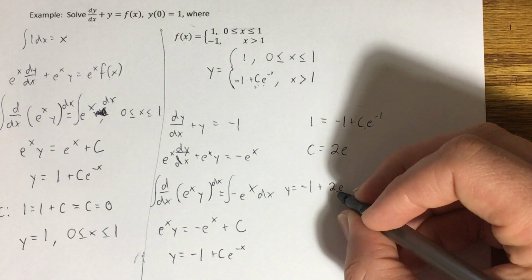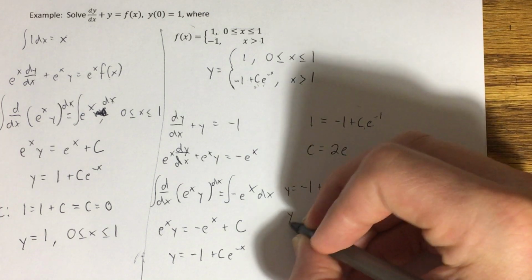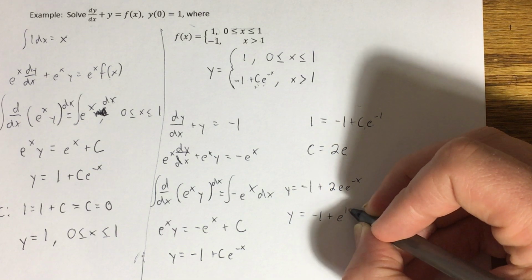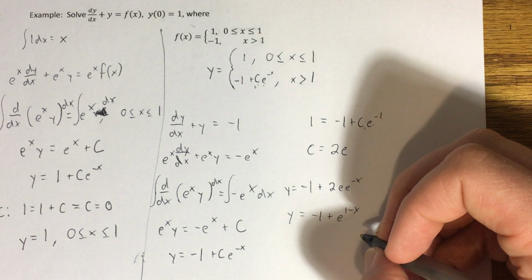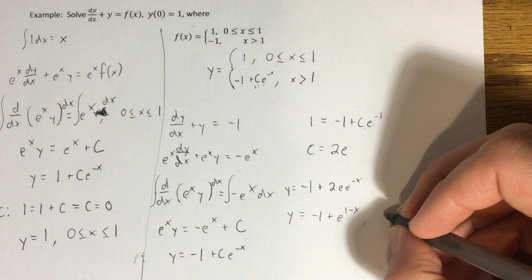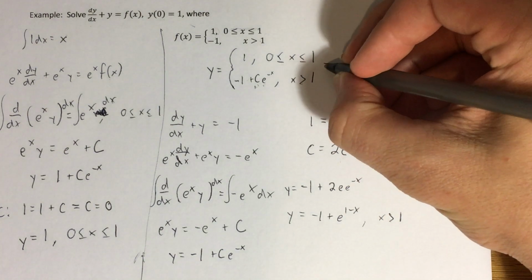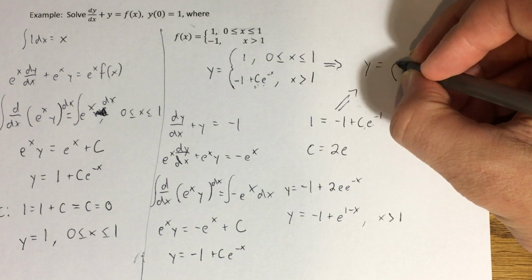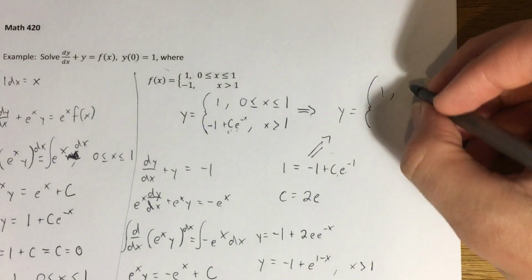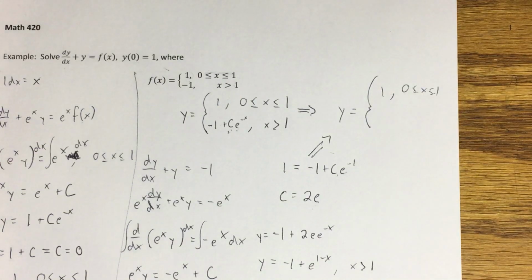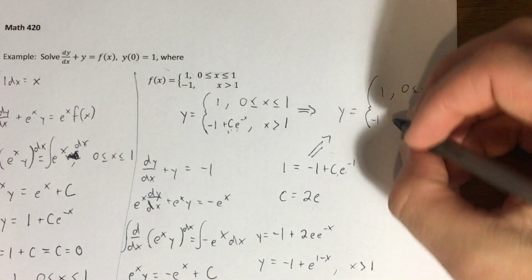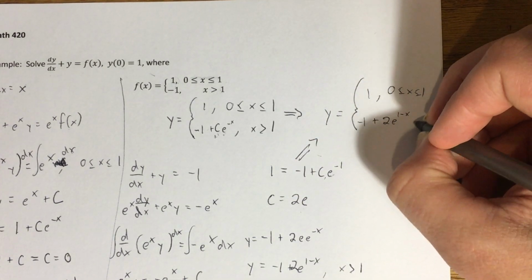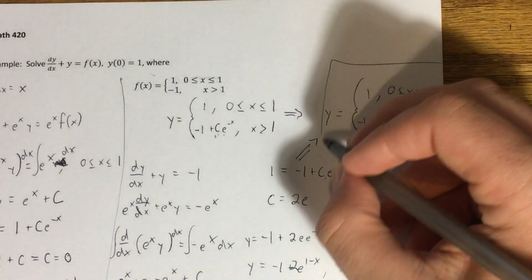y equals -1 plus 2e times e to the negative x, or in other words, y equals -1 plus 2e to the 1 minus x is what that would simplify to, when, again, x is greater than 1. So let's change our answer now to y equals this piecewise function. 1 on the interval 0 to 1, and -1, I forgot my 2 down here, plus 2e to the 1 minus x when x is greater than 1. That would be our final answer for that guy.